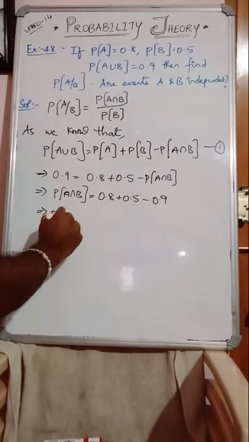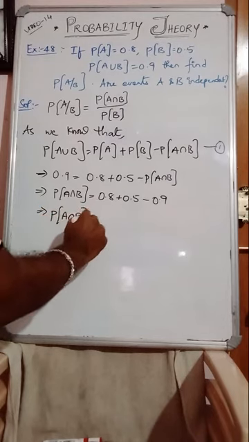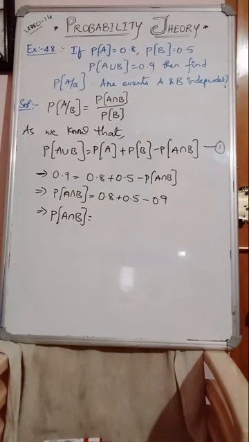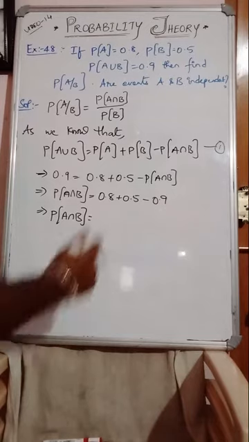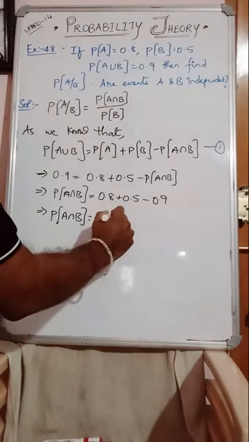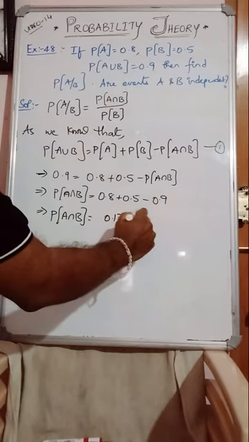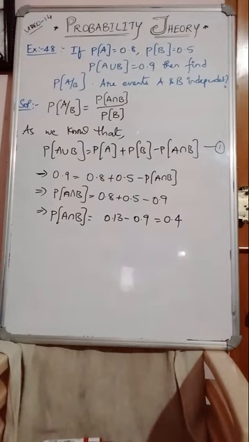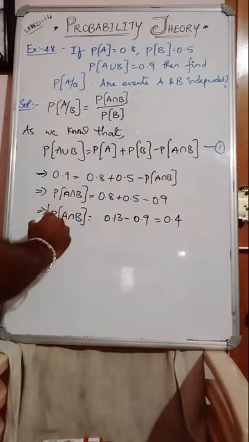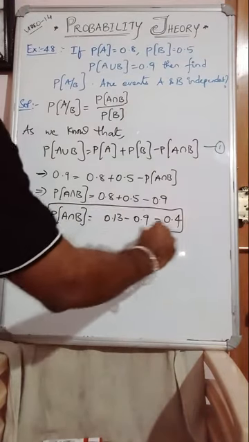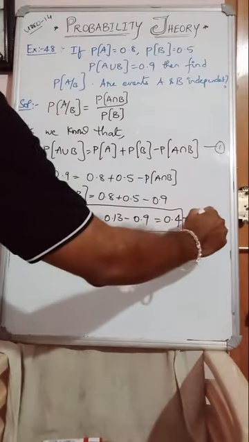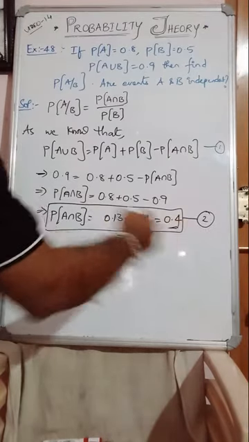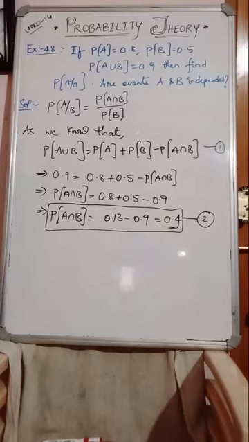Therefore, P of A intersection B value is 0.8 plus 0.5. How much? 0.8 plus 0.5 is 0.13 [sic]. 0.13 minus 0.9 is 0.4. Therefore, the intersection value is 0.4. Got the answer, guys?